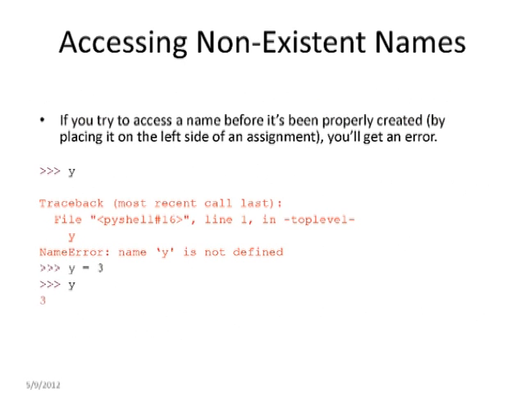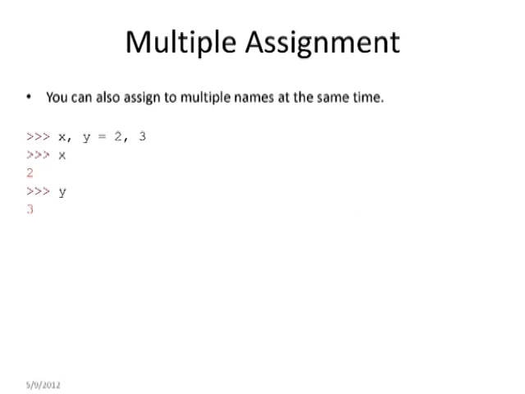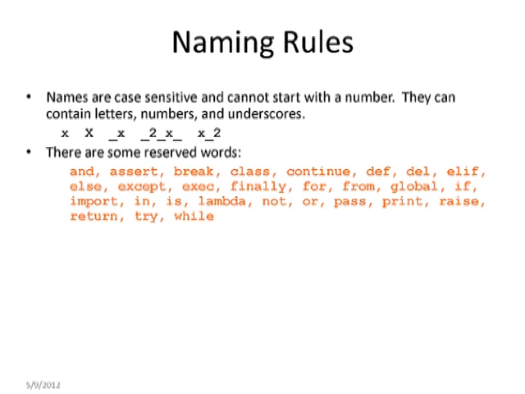First assignment is very necessary. If you have not assigned a variable once, then obviously you can't use it. And multiple assignments, like x comma y equal to 2 comma 3, then the first variable will be assigned to the first value. You can put any name, except it should not start with a number. And some reserved keywords are there. You'll learn about them as I go on.